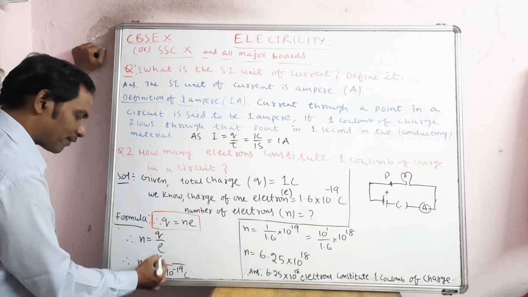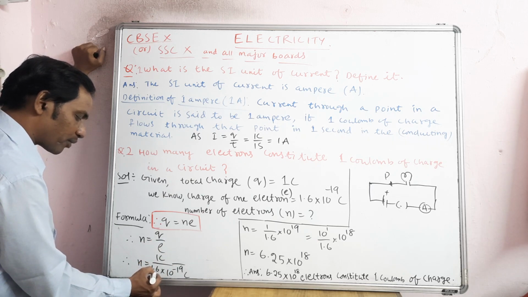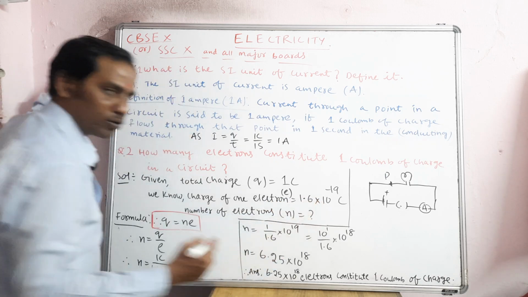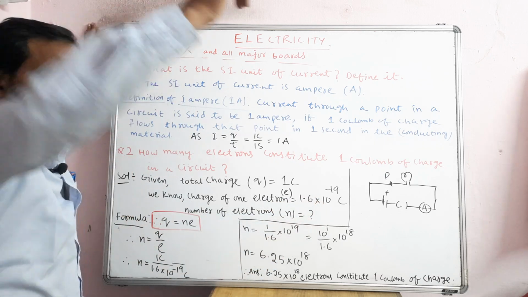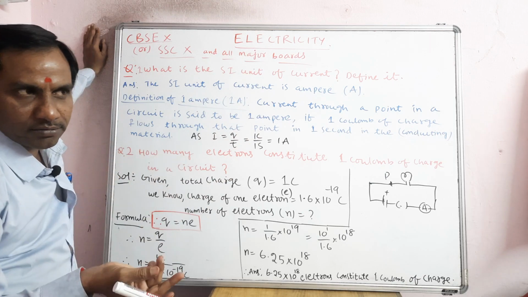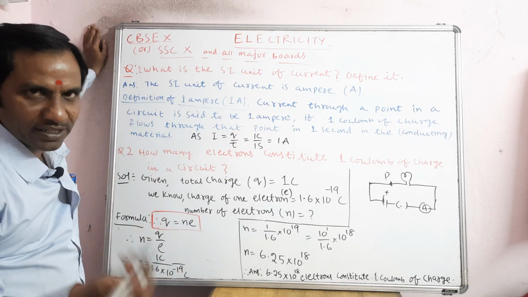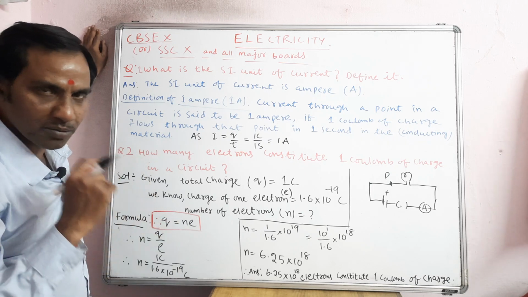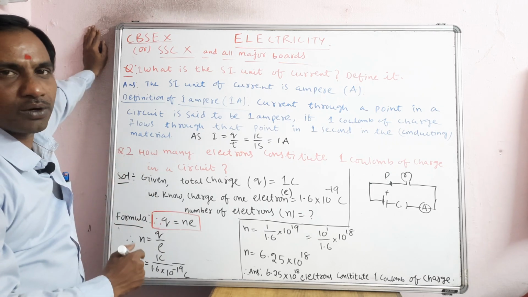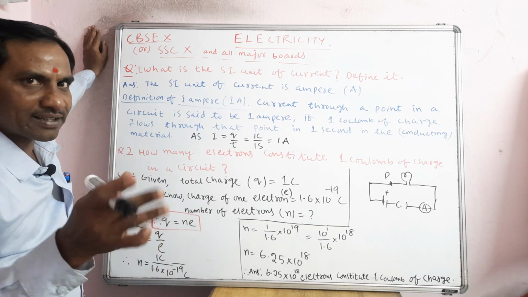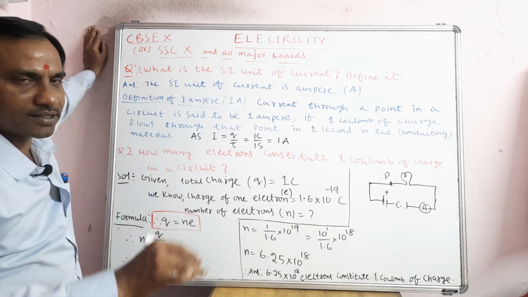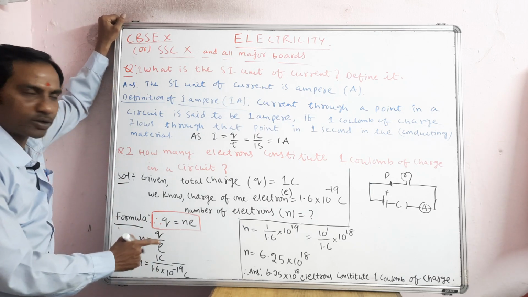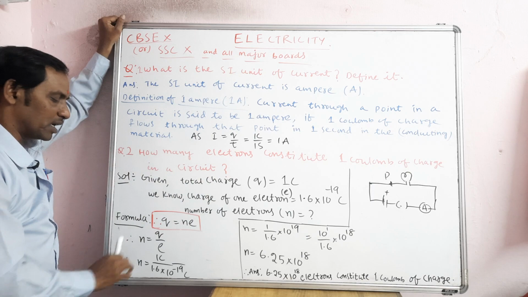Now in the place of Q you write 1 coulomb, and for E you write 1.6 into 10 to the power of minus 19. Why? Because we already know the value. This is a standard value, like Planck's constant, or the acceleration due to gravity G, or the pi value 22/7. Some constant values you remember, right? In the same way, like acceleration due to gravity in the 9th class you took G is equal to 9.8, here also E is one constant value you have to remember, though they are not mentioning it in the question.